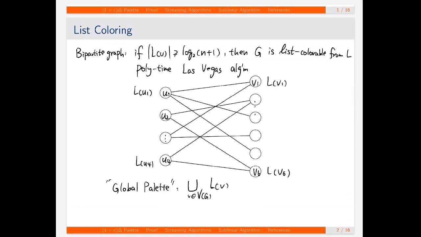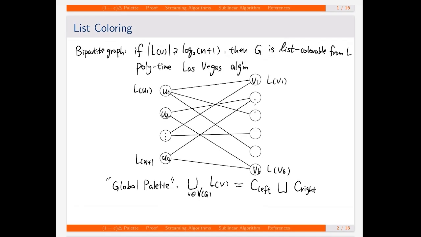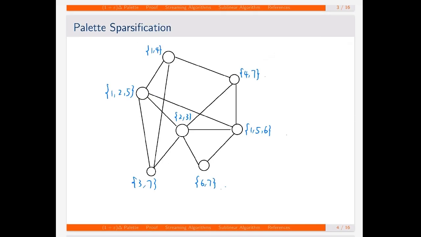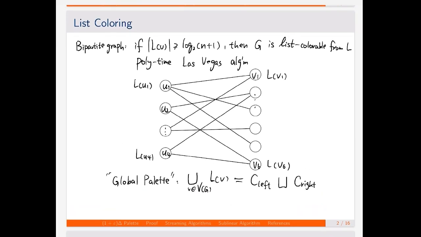For every color in this global palette, we toss a coin to assign it either to the left side or the right side. So it is the palette on the left side, disjoint union with the palette on the right side, and we assign it with equal probability 1/2 and 1/2. For the coloring, if for some vertex UI, the list of UI is not disjoint from the palette on the left side, then we color the vertex UI with a color in this intersection.